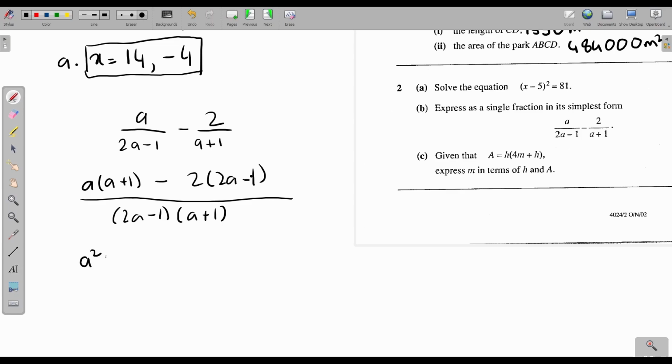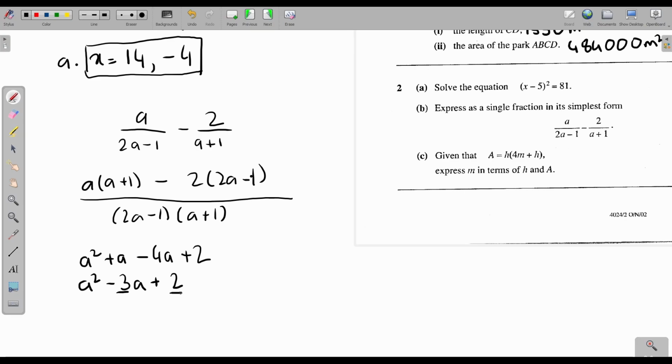So we get a squared plus a minus 2 into 2, so minus 4a, and then minus minus would be a plus, so plus 2, right? And then let's simplify that further. We got a squared, 1 minus 4 is minus 3, minus 3a plus 2.